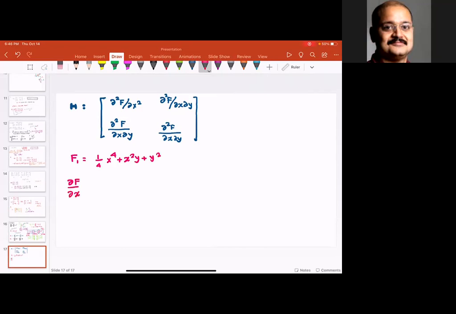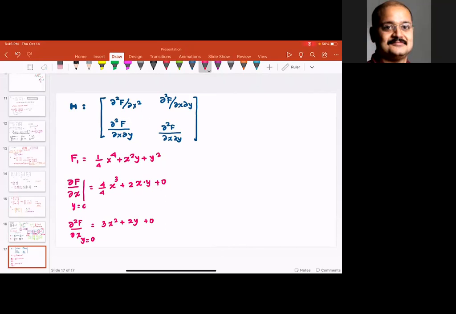When I take the partial derivative with respect to x, what this means is y is equal to constant. So this becomes 4 by 4 x to the power 3 plus 2xy plus 0. Do you agree with me? Then the second derivative, again y is constant. This is going to become 3x^2 plus 2y plus 0. Do you agree with me?